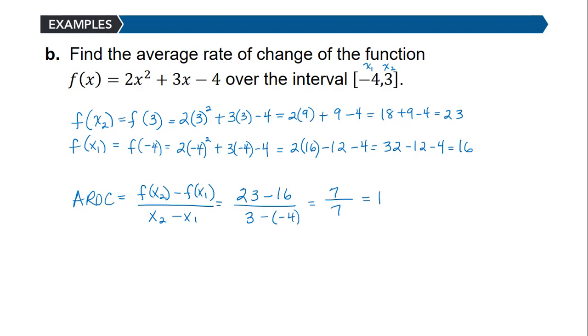So this means that on this function, the y values are increasing by 1 for every 1 unit change of x on average. So that is, if you added up all the changes in the y values, you would see that on average it changes by 1 unit between negative 4 and 3.